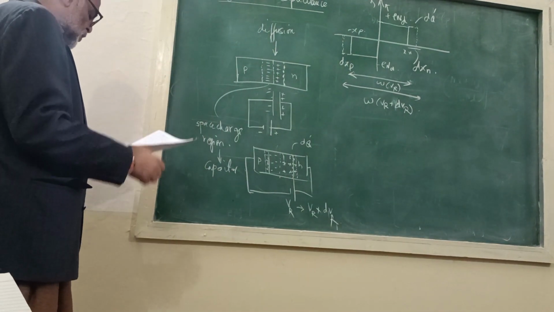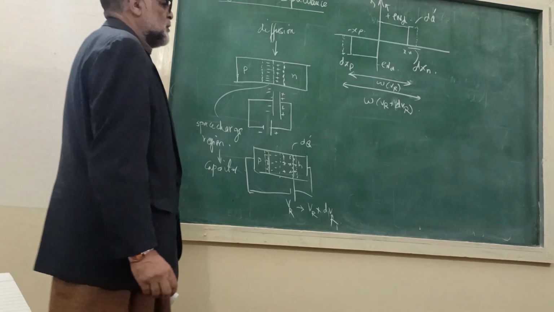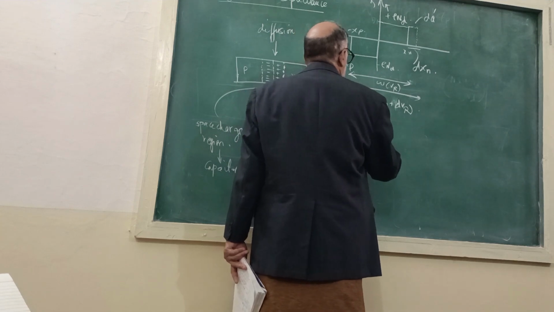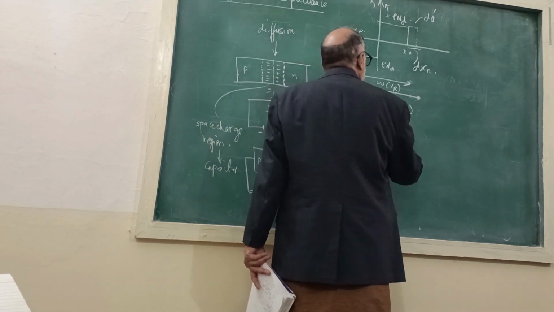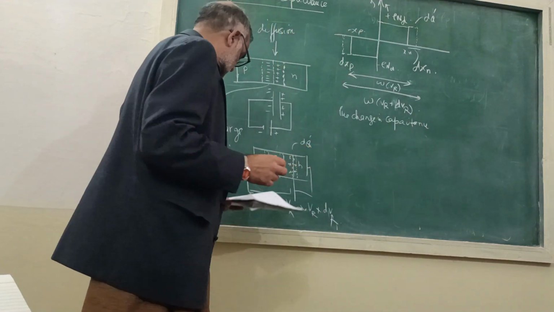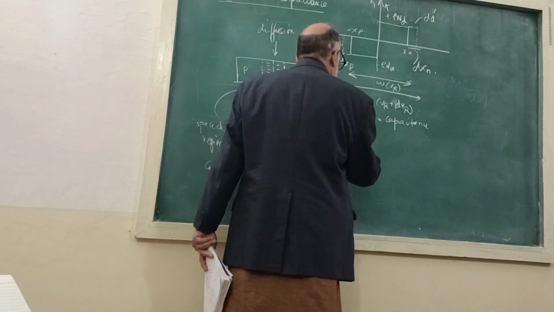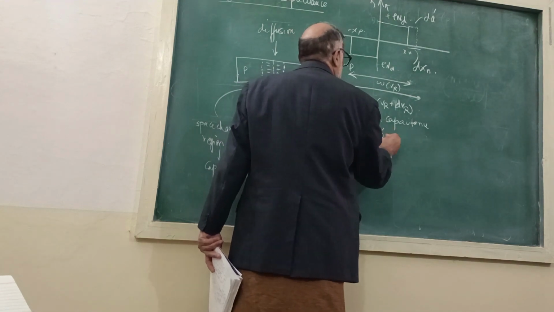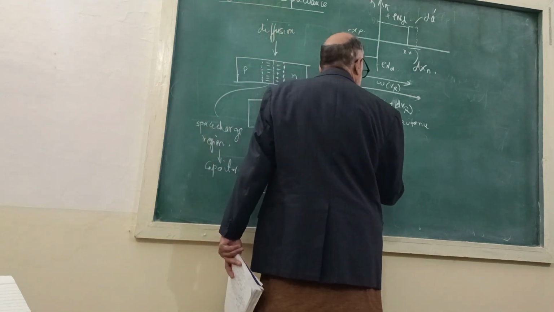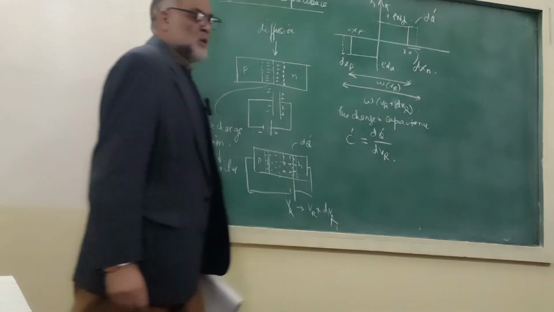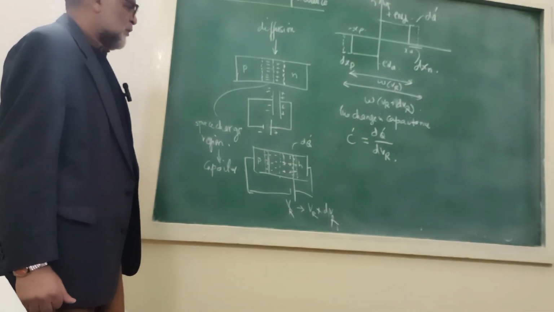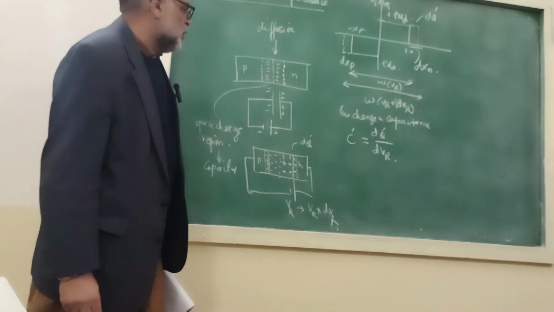Now we know the change in capacitance. How much will be the change in capacitance? Change in capacitance, we call it C prime. That will be dq prime divided by dV, the change in the reverse voltage, right? We know that the capacitance is equal to Q by V.